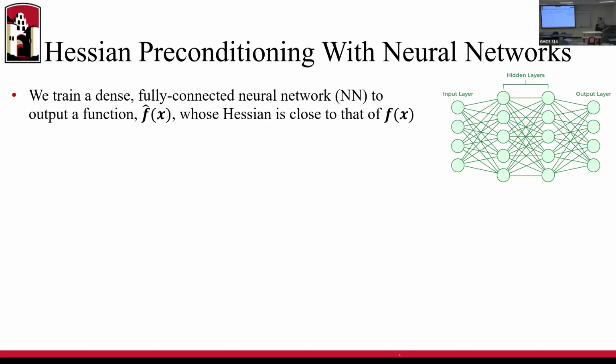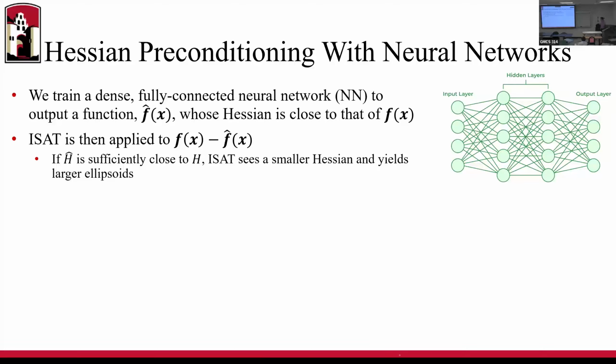And the way we're going to minimize the Hessian is using a basic fully connected neural network. We are going to train a dense fully connected neural network to output a function f hat whose Hessian is going to be close to that of f of x. Because then, by linearity, if we apply IFET to just the remainder between f of x and f hat of x, if the Hessian of f hat is close enough to the Hessian of f of x, then the Hessian of what IFET sees, f minus f hat, is going to be smaller, and therefore IFET is going to work with larger ellipsoids.